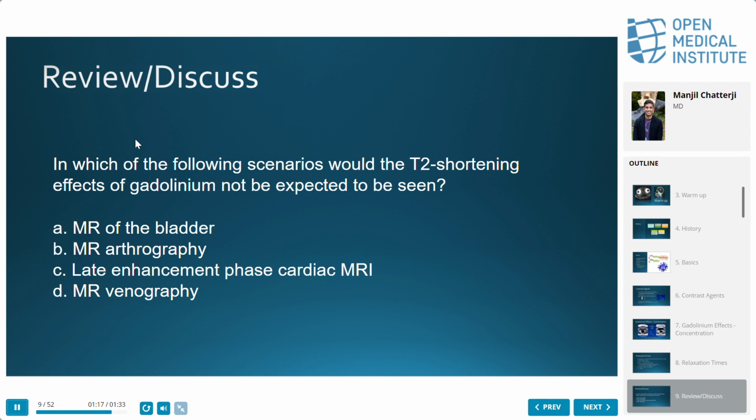Venography as well. At that stage, you're going to have pooling of contrast in the veins and gadolinium as well. Not so much the cardiac MRI, right? Because that's going to be a delayed phase. It's going in and out of the interstitium, in and out of the muscle. So we should see physiologic concentrations of gadolinium there.